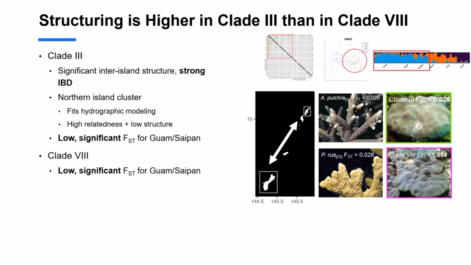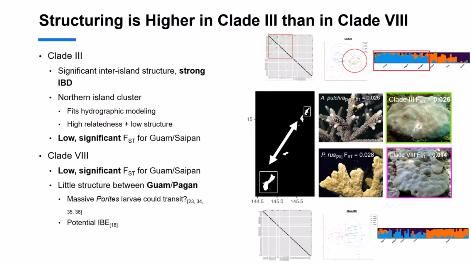In Clade 8, sort of a similar story, somewhat different. So still low and significant levels of FST, but as you can see, the absolute magnitude is about half in terms of the degree of structure that we would expect between these islands. So very different patterns of population connectivity. Additionally, the little degrees of structure that were observed between Guam and Pagan are of somewhat note.